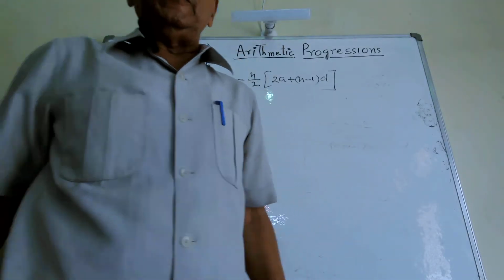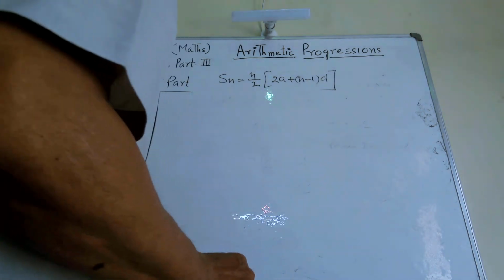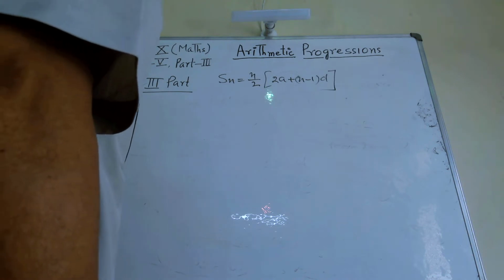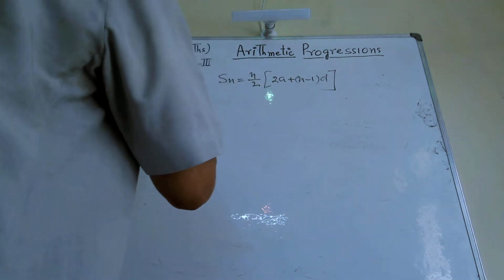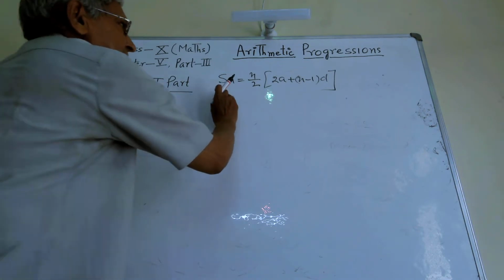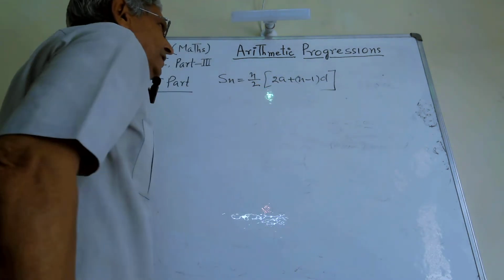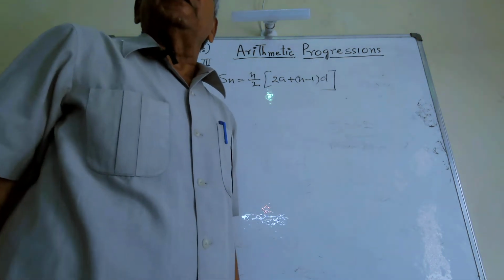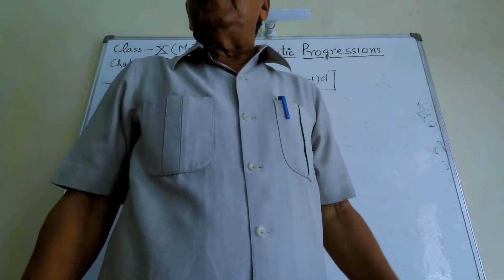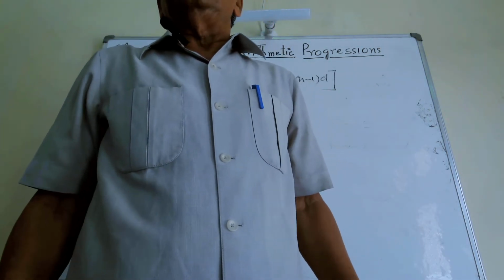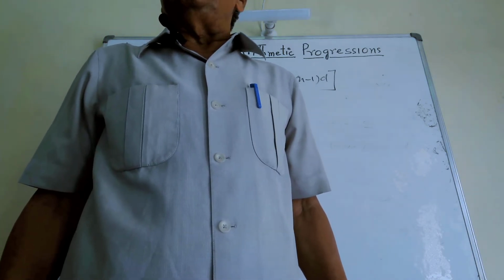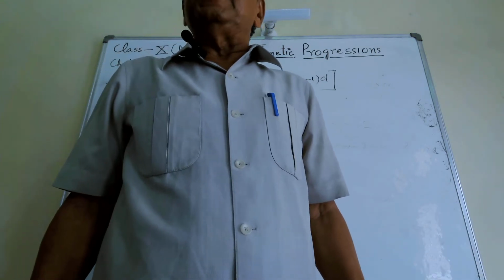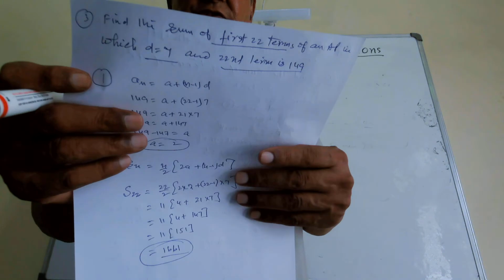My dear students, now I am taking the third part of chapter 5 for 10th class. As I have told you, in the third part we will take the formula Sn is equal to n by 2, 2a plus (n minus 1) into d. This is a very important formula to find out the sum of terms. Now we will take some questions from the NCERT book and find out the sum of terms. So, I am taking the first question.